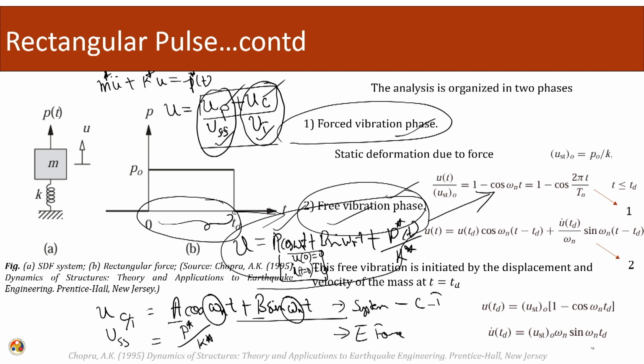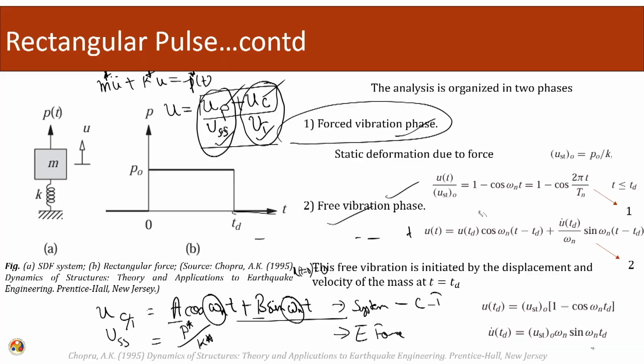This is the total response of the system, normalized by U static naught, which represents the static deflection. So this is how we calculate the solution for the forced part.